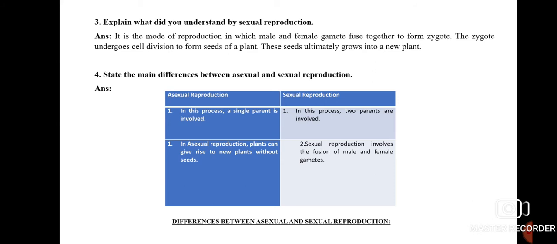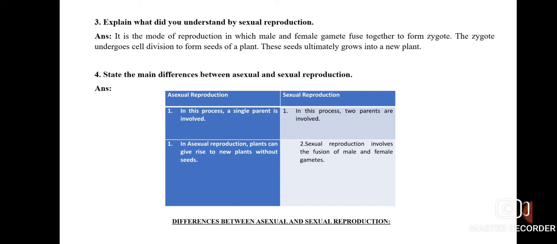Next is: state the main differences between sexual and asexual reproduction. Now in asexual reproduction, what is the first difference? In asexual reproduction, a single parent is involved, that is, no male and female gametes or male and female reproductive organs are involved. In sexual reproduction, two parents are involved.